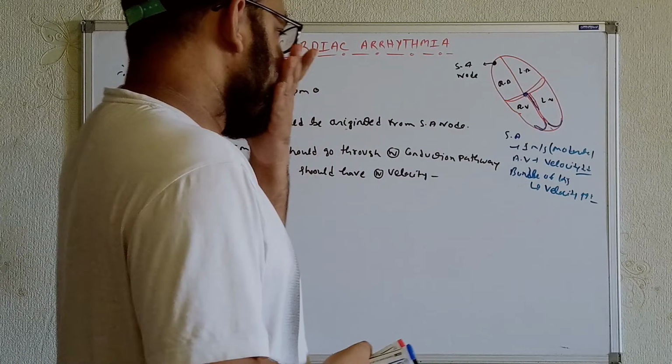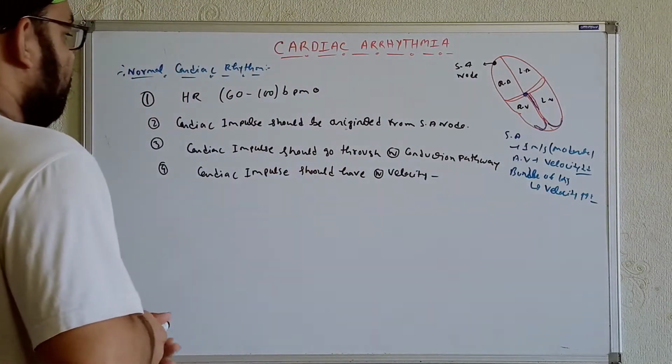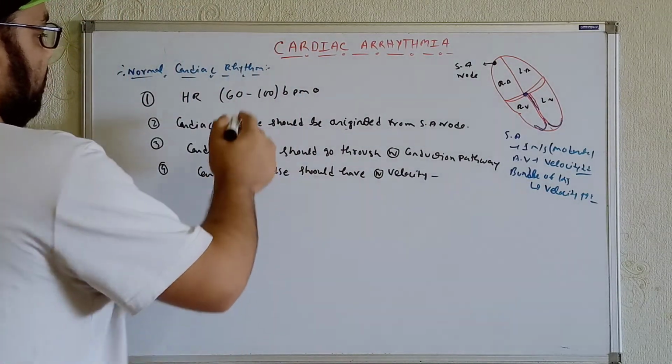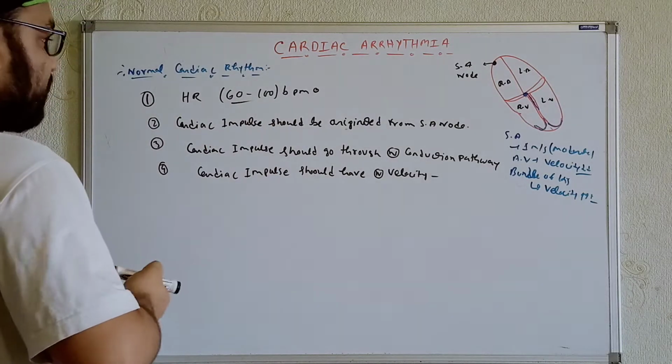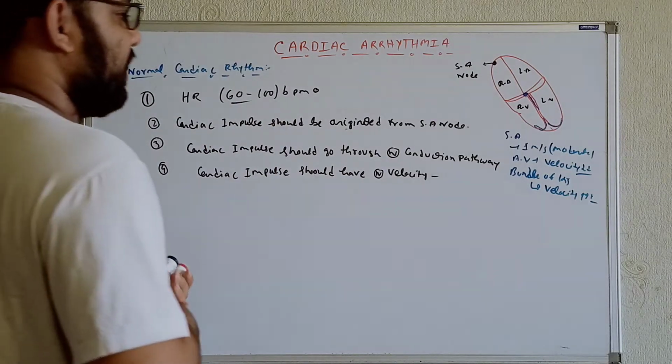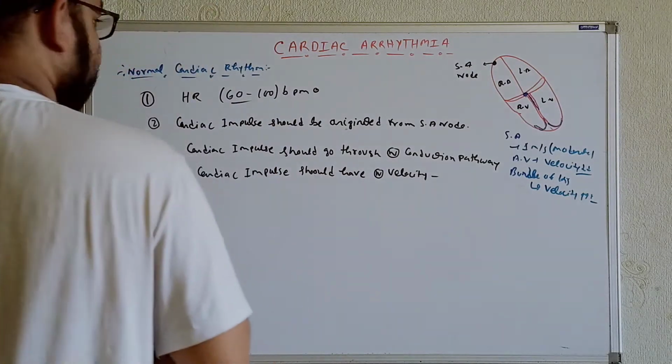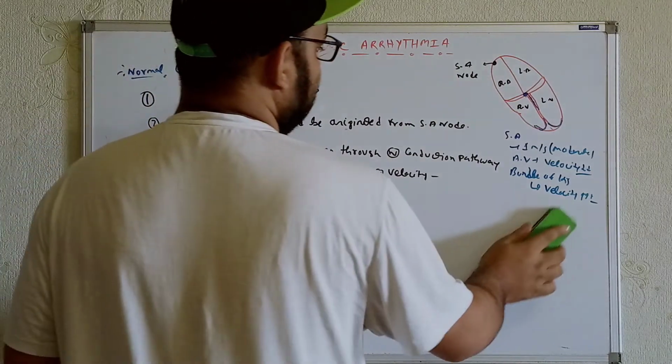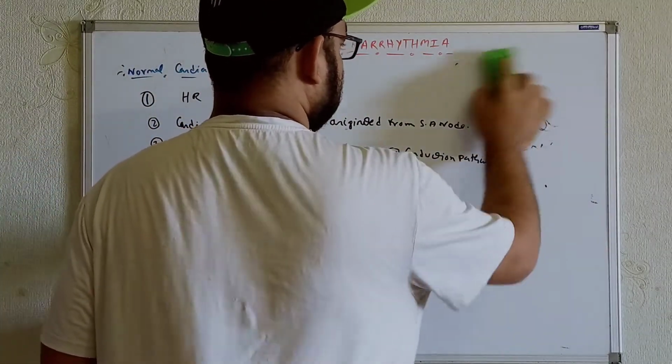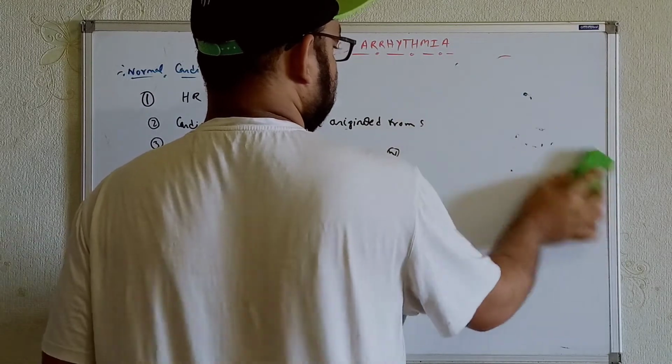Now I have already said these things. Now I will just explain this point: the cardiac heart rate should be between 60 to 100 beats per minute. For that, let's erase some part from here, then I'm going to explain this.